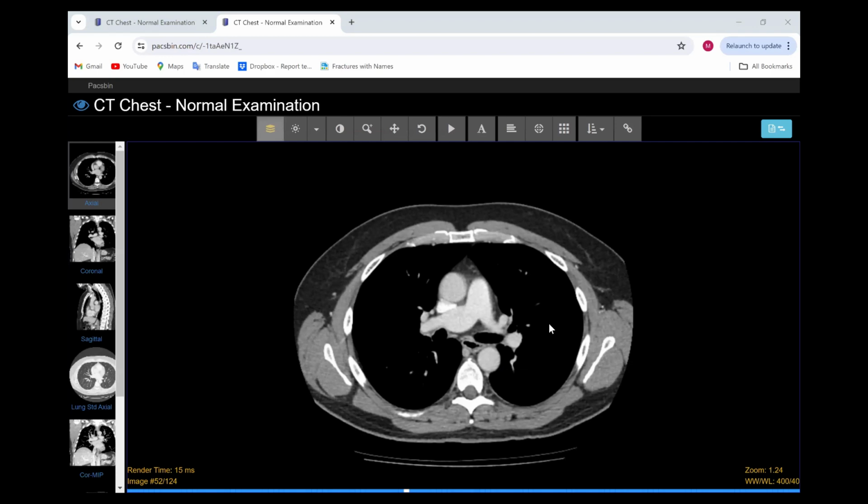So we move on to the common cases in daily practice. Let's start with acute pulmonary embolism. Acute pulmonary embolism is partial or complete embolic occlusion of one or more pulmonary arteries, most likely due to thrombus, and DVT is the most common cause.